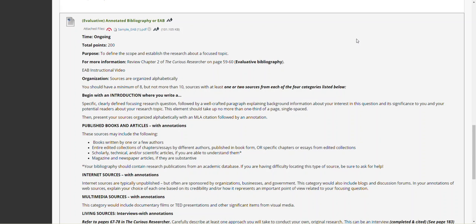So that being said, remember the annotated bibliography is the next focused assignment. The purpose here is to define the scope and establish a research about a focused topic. So the idea here, your organization must be alphabetical. Remember, sources are organized alphabetically. I also indicate to review Chapter 2 of the Curious Researcher, pages 59 to 60. Something like what we're doing, Ballenger describes as the evaluative bibliography.